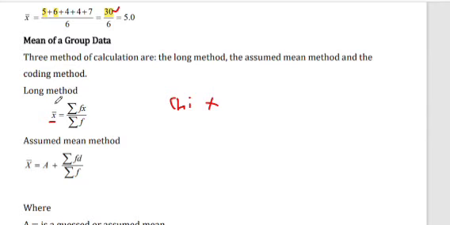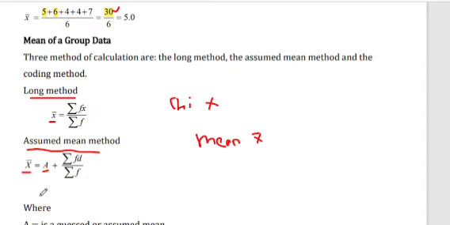If you are not using an assumed mean method, this is the long method. If you are using an assumed mean method, the mean is equal to A, which stands for assumed mean, plus summation f times d, the deviation from the assumed mean, all over summation f.